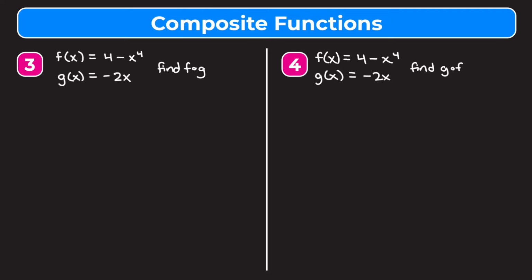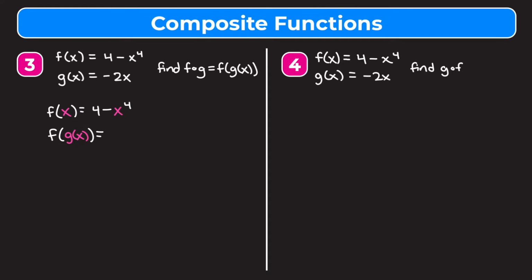So in example 3, we have the functions f of x equals 4 minus x to the 4th, and g of x equals negative 2x. And first we want to find f of g, which is the same as f of g of x, written like this. So I'm going to start by rewriting my f of x function. So f of x is equal to 4 minus x to the 4th. And now I want to find f of g of x.